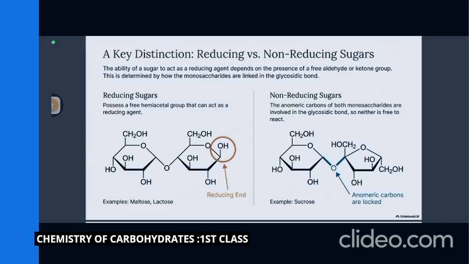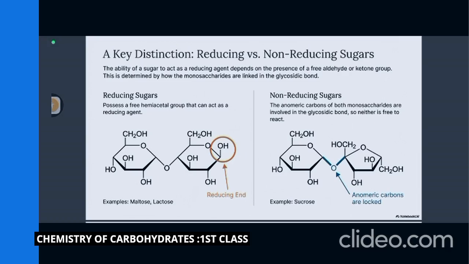Reducing and non-reducing sugar. A reducing sugar possesses a free hemiacetal group. Simply remember, a reducing sugar will have its first or second carbon with a free aldehyde or ketone group. So all the carbohydrates where the first and second carbon are blocked, there is no free carbonyl group like aldehyde or ketone. It is a non-reducing one. Okay, so it requires a first or second carbon atom free.